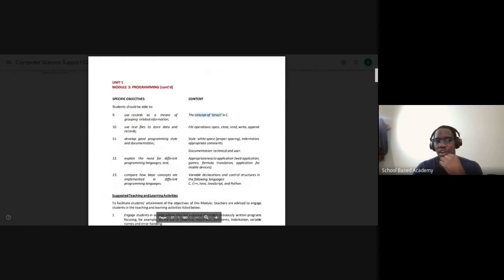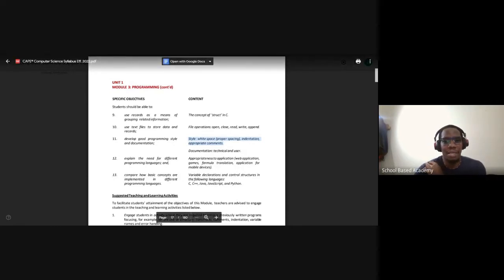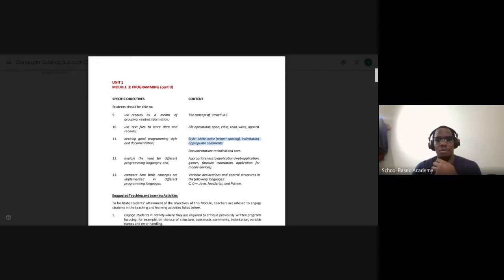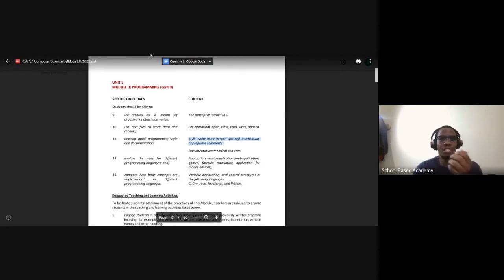There's something called structs in C. Those are records, right? They're like advanced arrays, basically. We have file operations. We're not going to be dealing with that. But I will be inadvertently teaching you good programming style. When we do programs, I like to document as I write the program. So everything that we write together, we're going to document. We're going to look at how to space your programs, how to have your programs readable. I am a stickler for proper spacing.